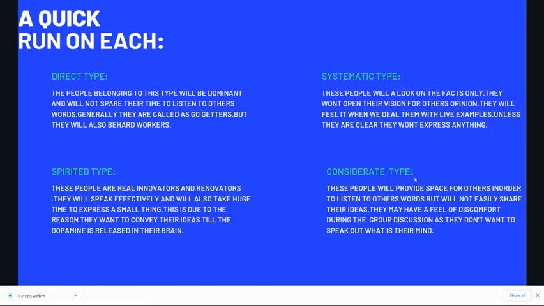Considerate type. These people will provide space for others in order to listen to others' words, but will not easily share their ideas. They may feel discomfort during group discussion as they don't want to speak out what is in their mind.